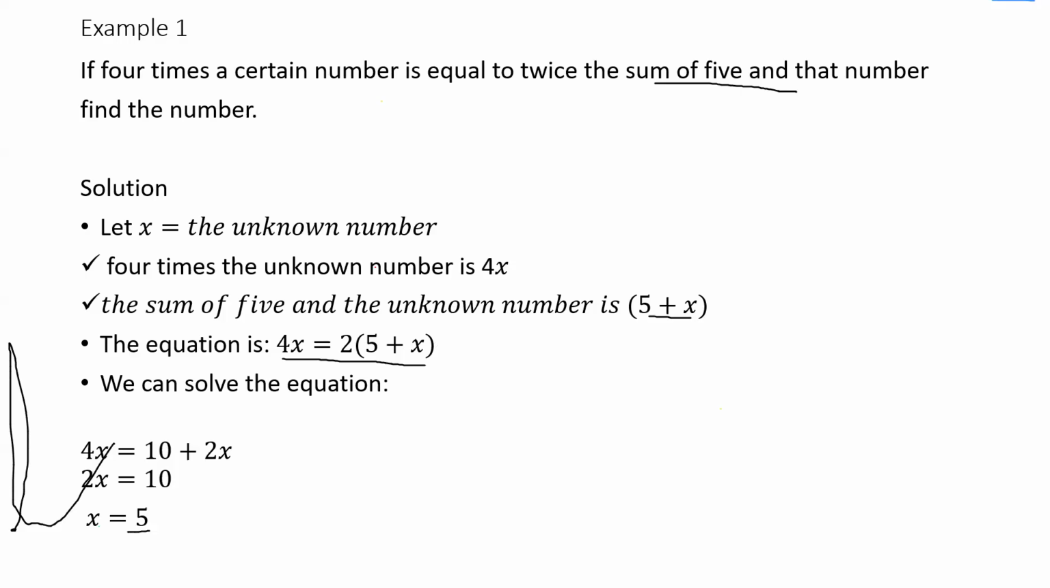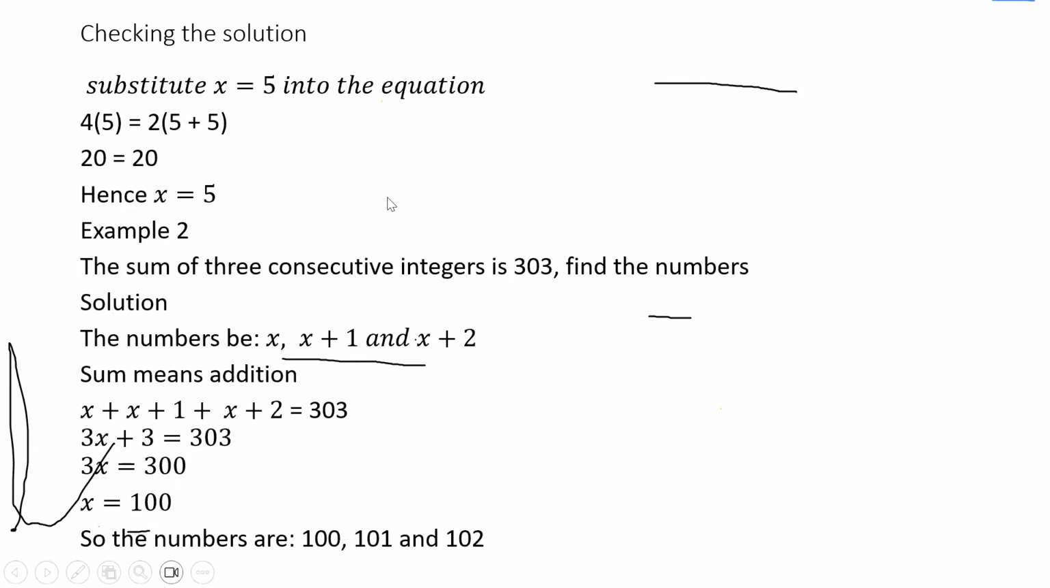That's good. Let's see another example. Example 2: The sum of three consecutive integers is 303. Find the numbers. I'm sure we know integers. If we are saying consecutive integers, we mean that the numbers follow one after the other. So if the first one is 5, the next ones become 6 and 7. We are doing 3 of them. So 5, 6, 7 are consecutive integers.